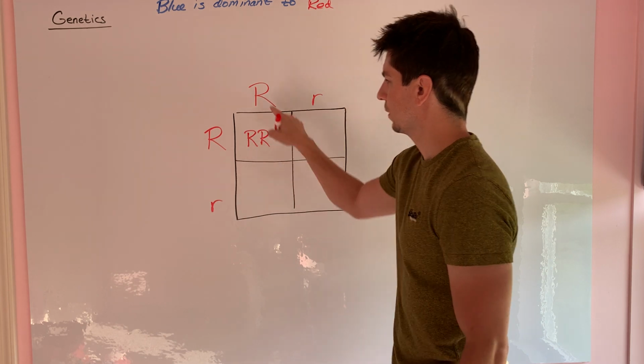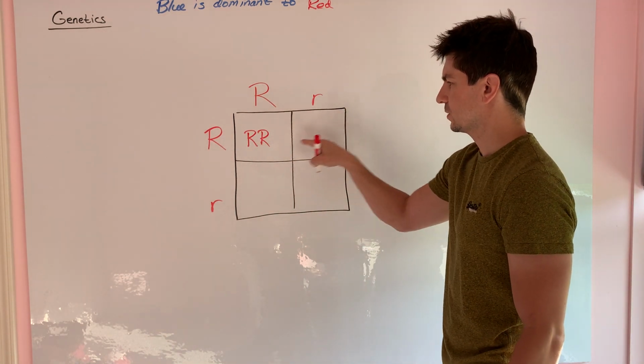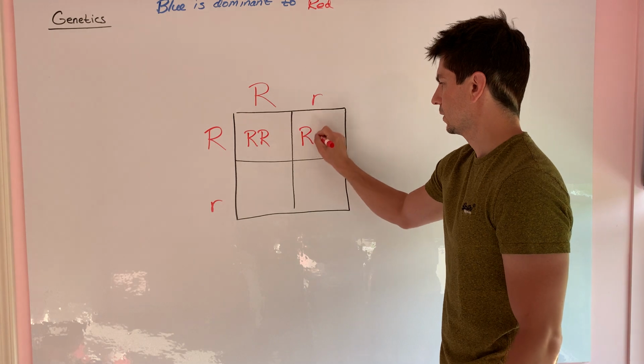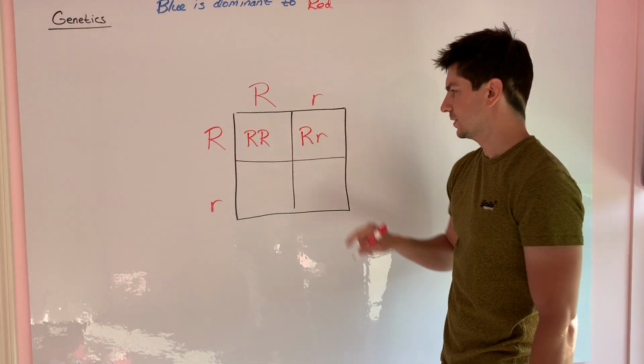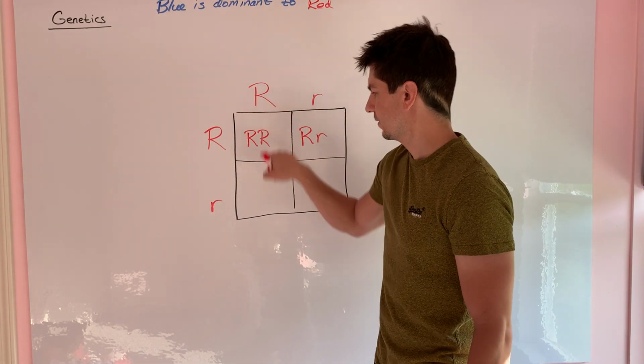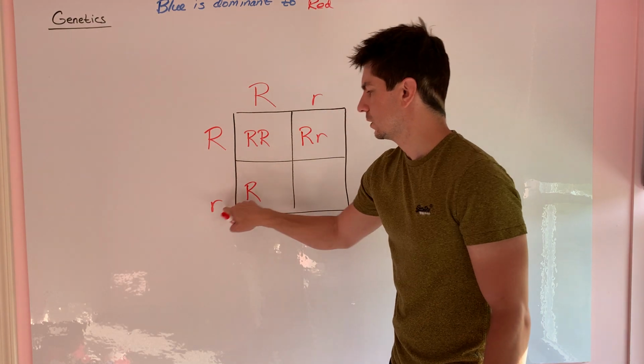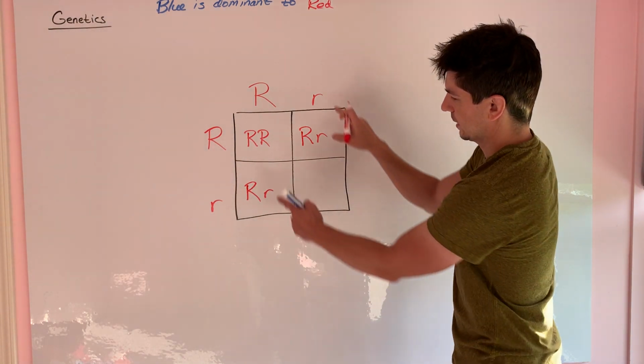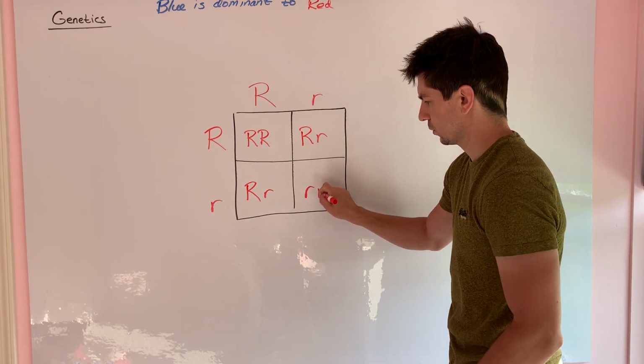This box we'd have big R in. This box, we carry this one down, carry that one over. Always write the dominant before the recessive. This box here, carry the big R down, little r over, and then lastly, 2 little r's.